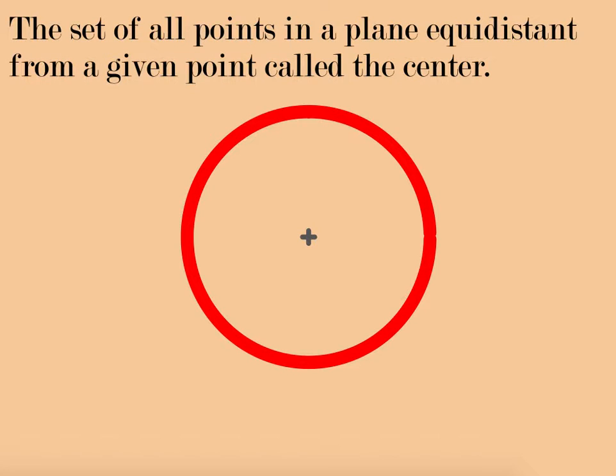Let's break it down. So it says the set of all points in a plane that are equidistant from a given point called the center. Well, this here we'll call our center, and from there we're going to go out and all the way around. Well, all of those points are the same distance. So if I take my ruler, we'll see that from the center to the edge it's 2 inches, and I can rotate my ruler all the way around, and you'll see that I'm still 2 inches away from the center. So at any point on that circle, I'm 2 inches away.